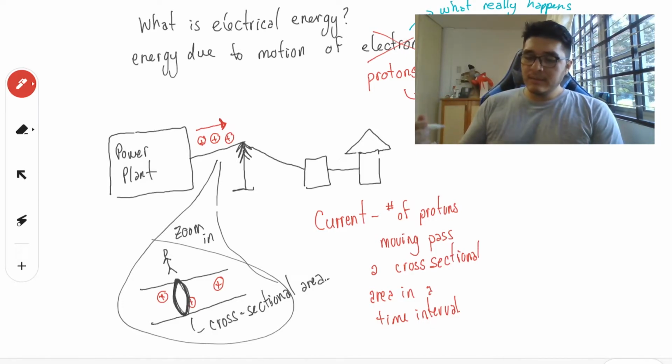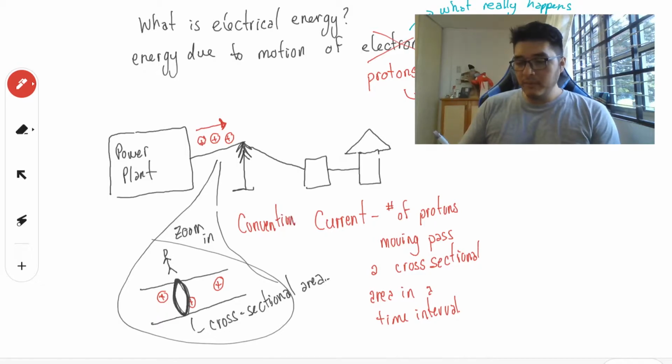So in this definition of current, again, we have two types of currents. We have the conventional current, which is the protons that are moving, and we have the electron flow, which is the electrons moving. So normally when people say the word current, what they really mean in full is conventional current.